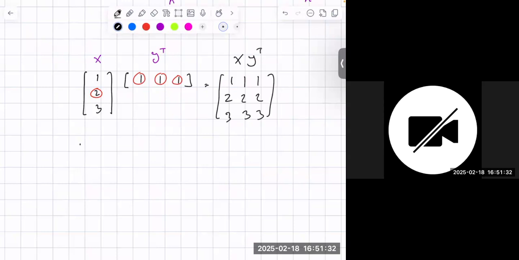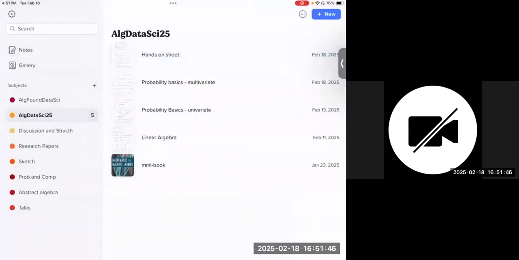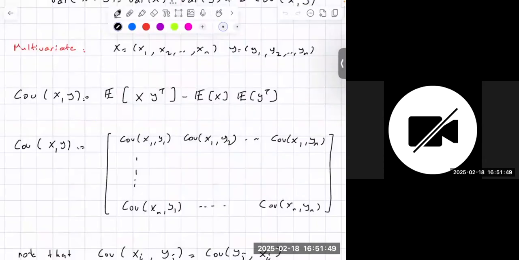So x is a 3 times 1 vector. Y transpose is a 1 times 3. So what you get is 3 by 3, okay? So this is a matrix. Now I said it right. So that's how the definition I was writing goes. So you got a matrix right here minus another matrix. That's the definition of covariance when you got 2 random variables with a lot of coordinates, right?